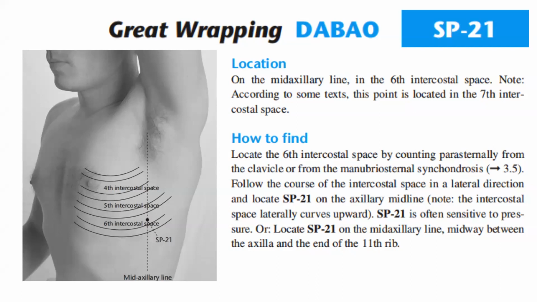We locate the 6th intercostal space by counting rostrally from the clavicle or from the manubriosternal synchondrosis, and we follow the course of the interspace in a lateral direction and locate spleen 21 on the axillary midline. We also have to note that the intercostal space laterally curves upward. Spleen 21 is often sensitive to pressure. Another way is to locate spleen 21 on the mid-axillary line, midway between the axilla and the end of the 11th rib.